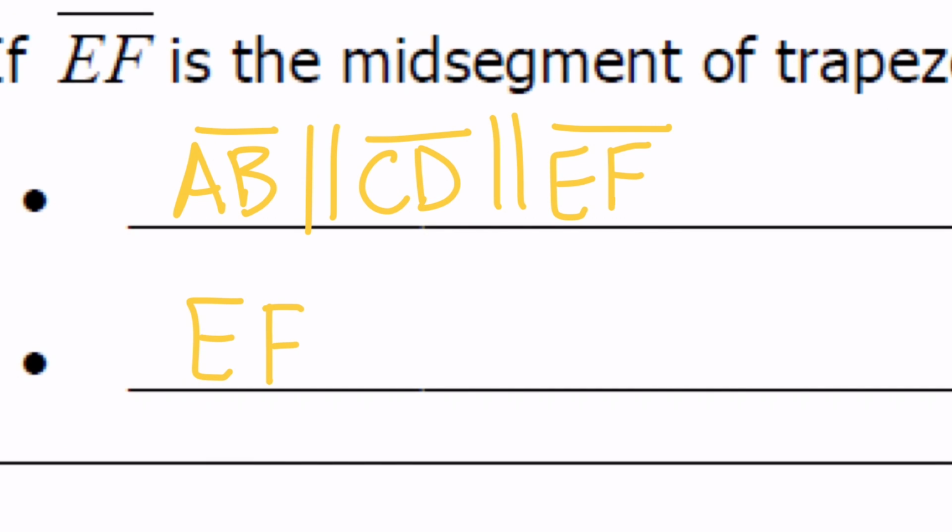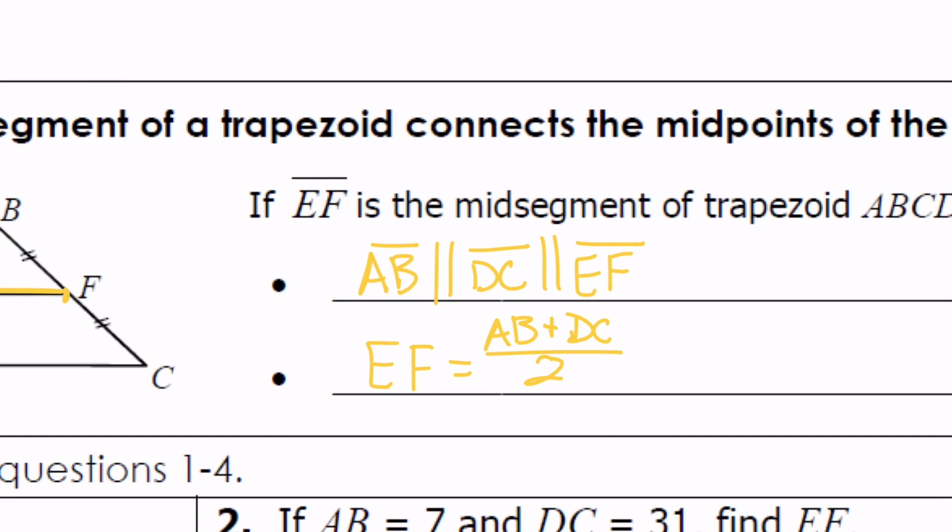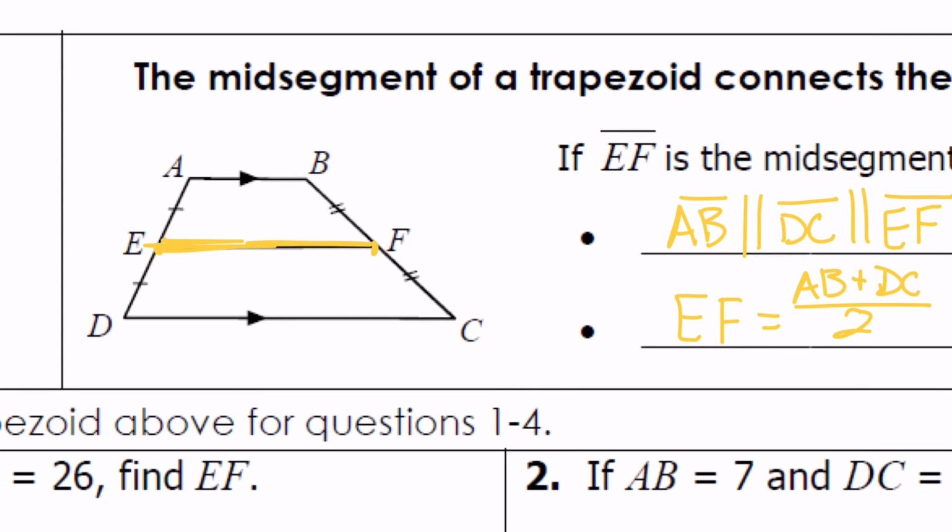We also have this formula we can use to find the length of EF. So EF is equal to AB plus DC. I wrote this one backwards. It should technically be written DC. So AB plus DC divided by 2 is going to give me EF. So if I'm trying to find the length of EF or I'm trying to find the length of one of the bases, I can use this formula. EF equals AB plus DC divided by 2.